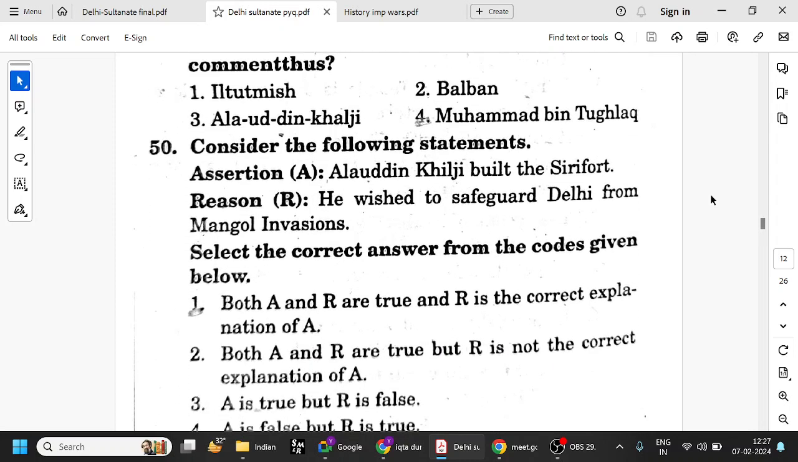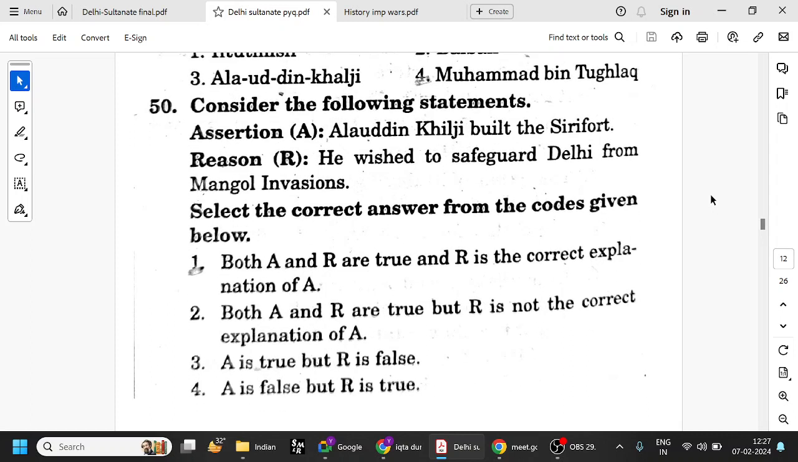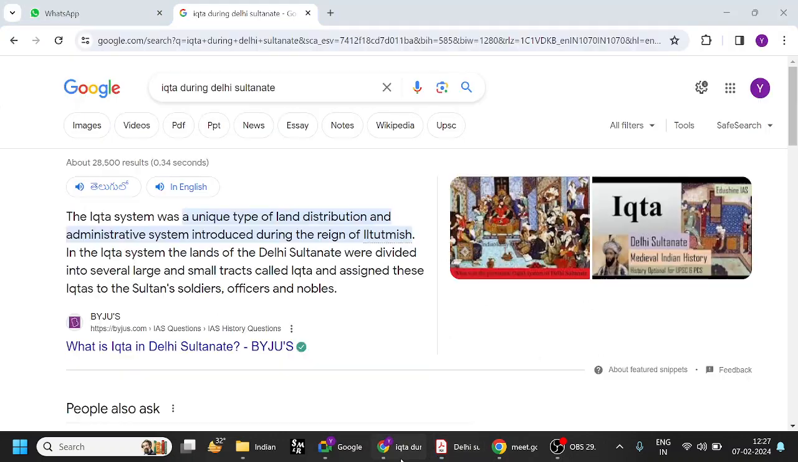So when Muhammad bin Tughlaq died, Badauni said that the Sultan is free from the people and the people from the Sultan. That's a very important statement. So Alauddin Khilji built the Siri fort. We've seen he built the Alai Darwaja, Alai Minar, some of those things. Siri fort, I'm not sure what it is. Let us check that.